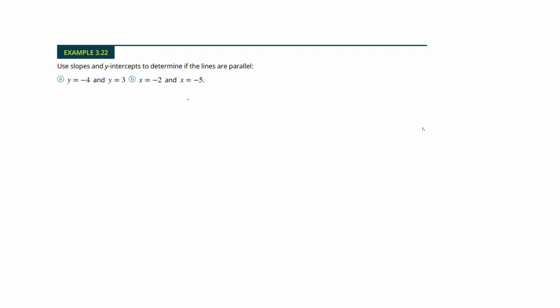Now I always think this is kind of a fun question. So if y equals, let's see if they graphed them. No, they didn't. So if y is always negative 4, remember we saw that made a horizontal line. Well, how about y is always 3? Don't these each make horizontal lines? Horizontal lines have the same slope, and they're going to be parallel. Can't you just see they're parallel because we have two horizontal lines? So those are going to be parallel.